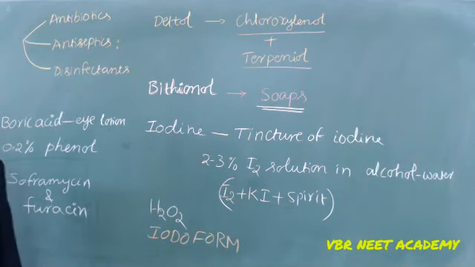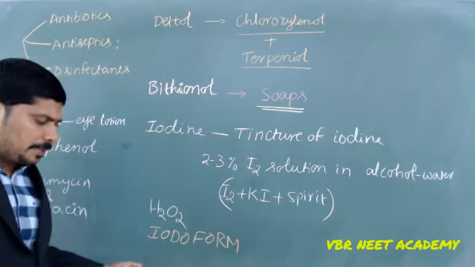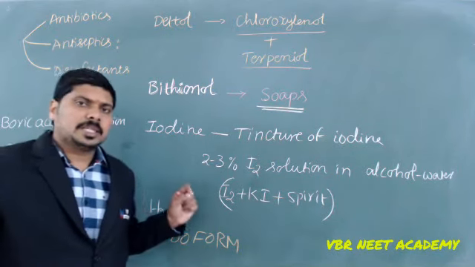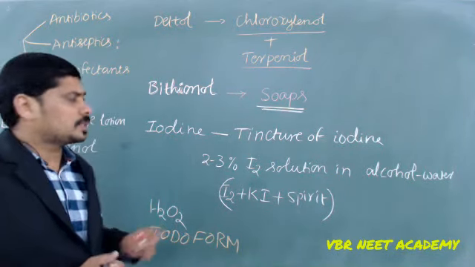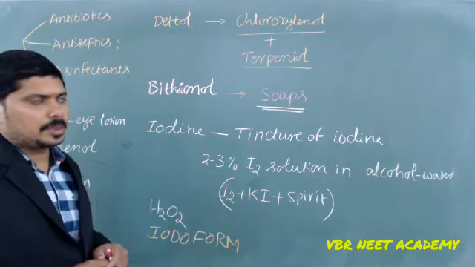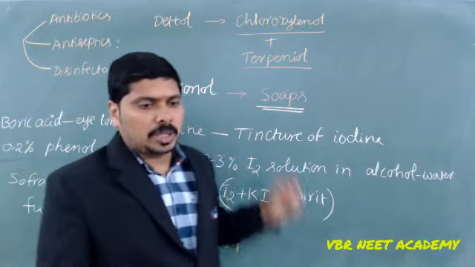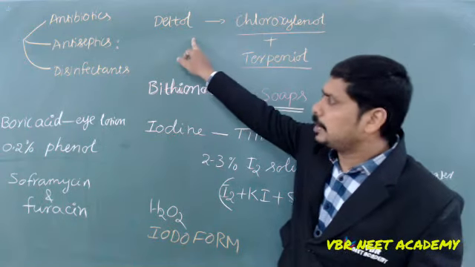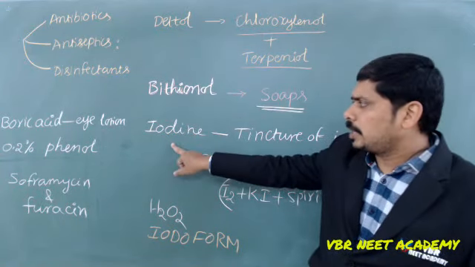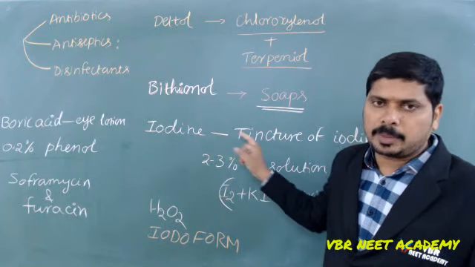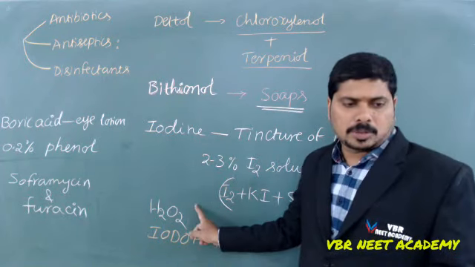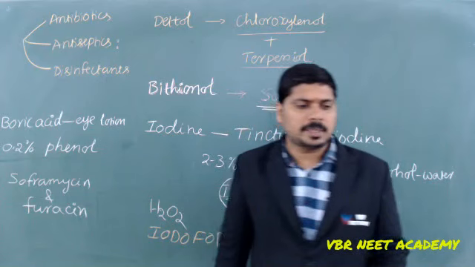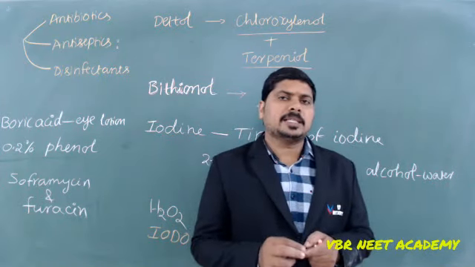The next antiseptic we have is iodoform. Iodoform is able to liberate active iodine so that it acts as a disinfectant, that is, infection can be cured. That's why it acts as an antiseptic. Okay, understand? So all these things act as antiseptics. Even Savlon we can use. So we have Dettol, Bithionol, and iodine, in the name of tincture of iodine, and iodoform, H2O2, boric acid, 0.2% phenol, and soframycin and furacin. All these act as antiseptics.